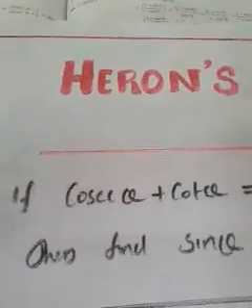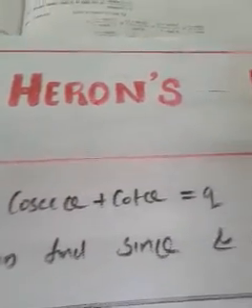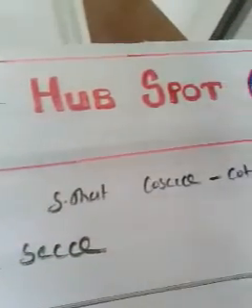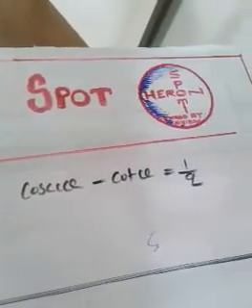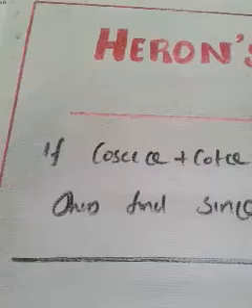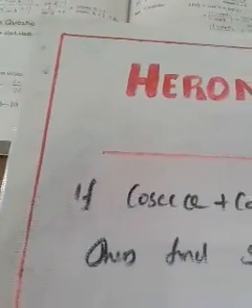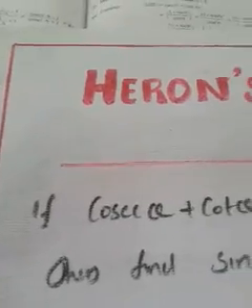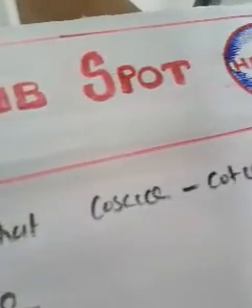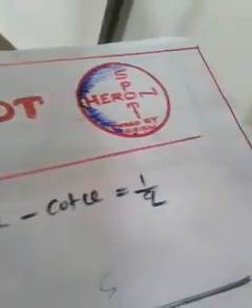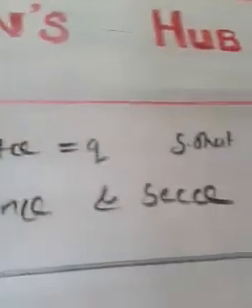So your first question: if cosec theta plus cot theta is equal to q, show that cosec theta minus cot theta is equal to 1 by q. Then find the value of sin theta and sec theta. Let me read the question once again. If cosec theta plus cot theta is given as q, we have to show that cosec theta minus cot theta is equal to 1 by q first. Then after that, find the value of sin theta and sec theta.